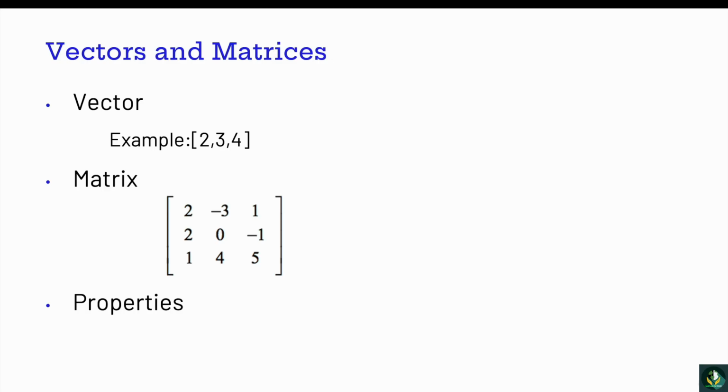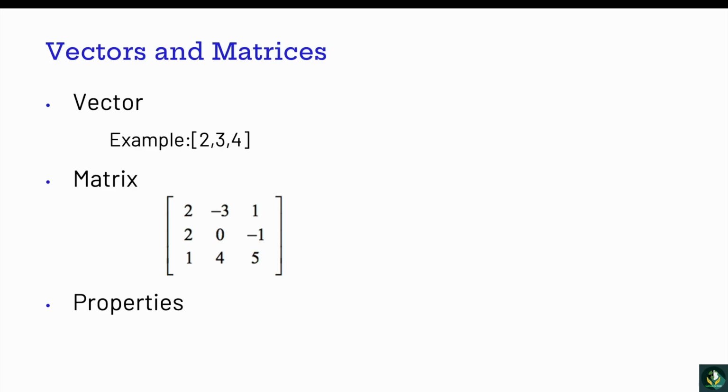Let's talk about the properties. As I mentioned, a matrix is read out as 3 by 3, or m by n, where m is the rows and n is the columns. A vector, on the other hand, is a special case of a matrix with one row or column. As you can see above, we have a list 2, 3, and 4. That's a matrix with only one row or column.